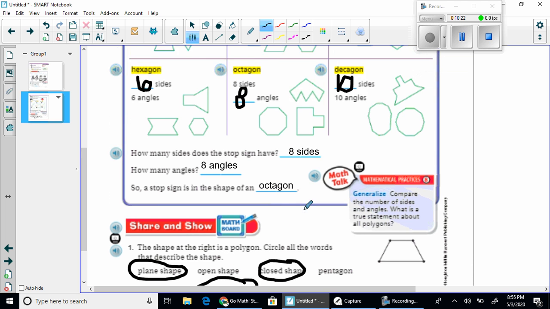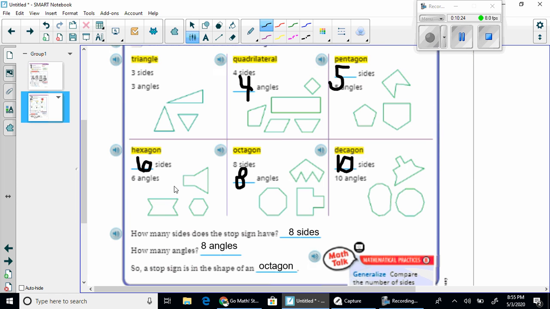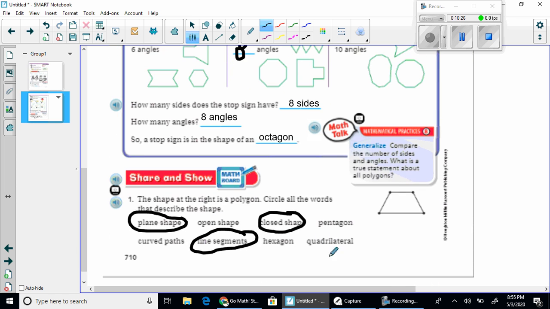Looking up above, a hexagon has 6 sides. We know we have 4, so that is not correct. A quadrilateral has 4, so it would be a quadrilateral as well. Okay? All right, so on part of your assignment, you're going to have to be able to describe different shapes.